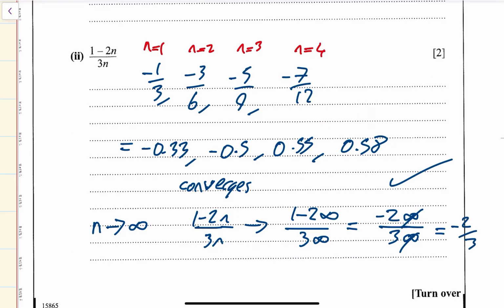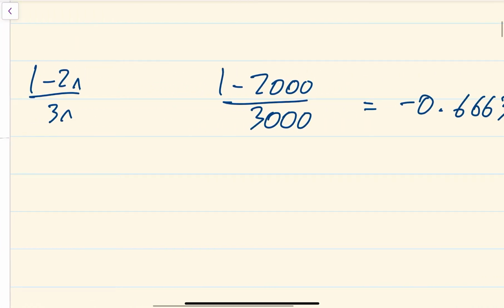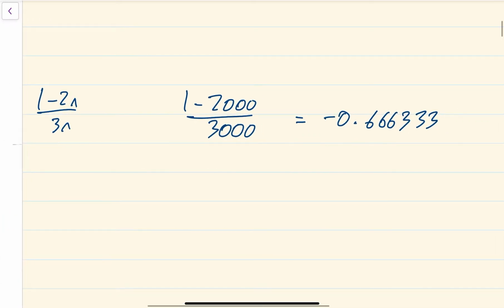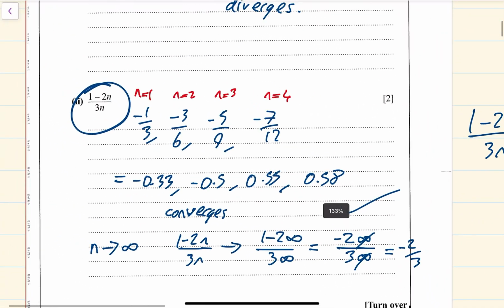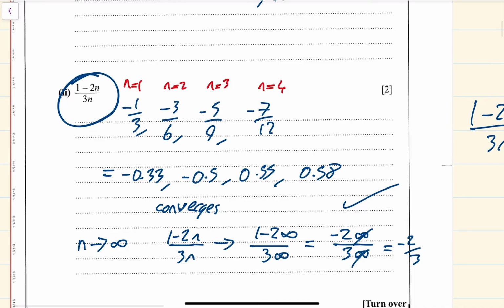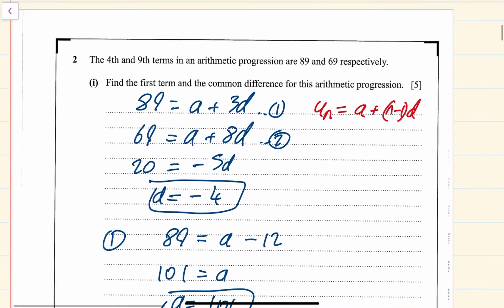And if memory serves me correctly, I put 1,000 into my 1 minus 2n over 3n, just to show you. 1 minus 2 times 1,000 over 3 times 1,000 works out to be minus 0.666333, which is very close to minus 2/3, as we said. So you can see it is converging. So that's a nice way of doing it: just put in a very large number to see what happens.